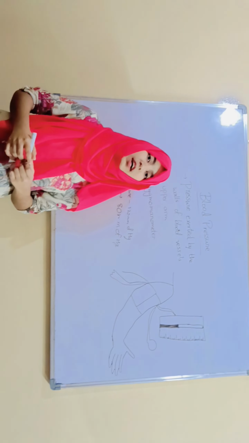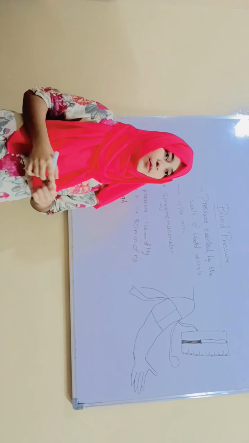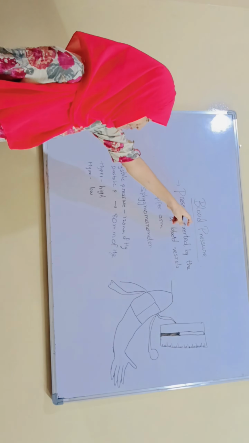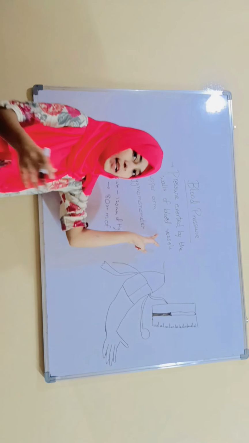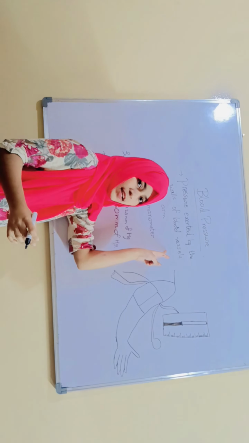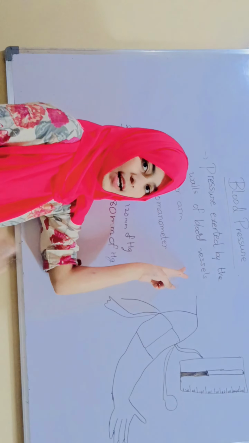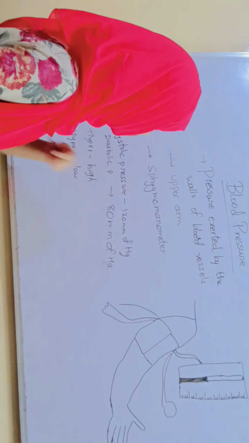Now I will tell you how blood pressure is related to the heart. So what is blood pressure? Pressure exerted by the walls of the blood vessels. Arteries or veins are present in our heart. If they force the blood under high force, that is called blood pressure.